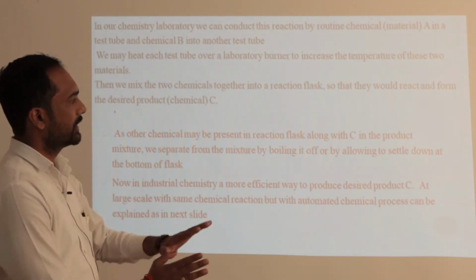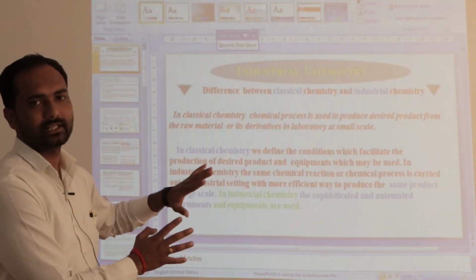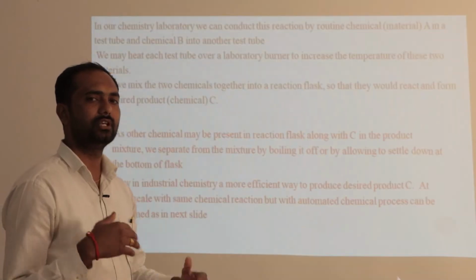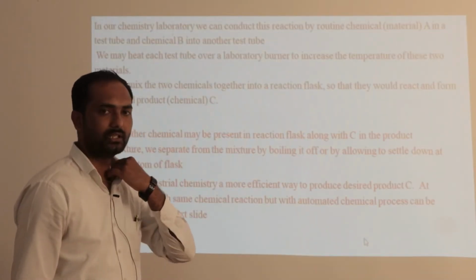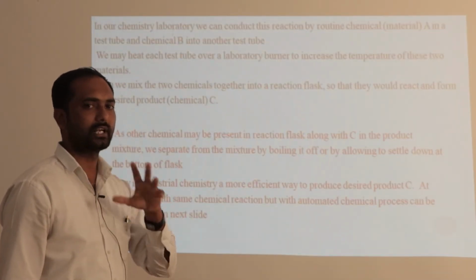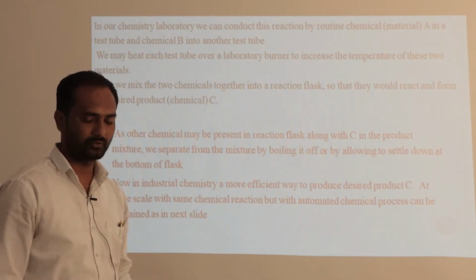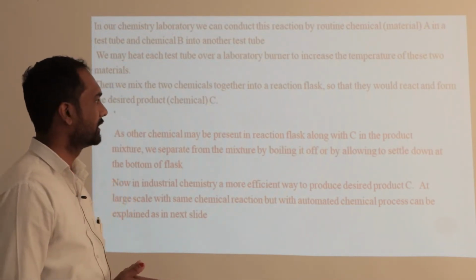Then, when we extract or separate out C, we are going to go for the drying process. We'll use an oven and all those things which will provide us heat in optimum amount.